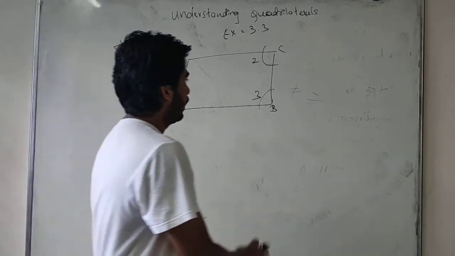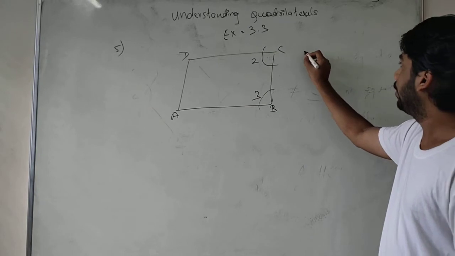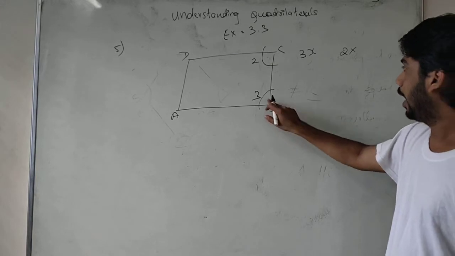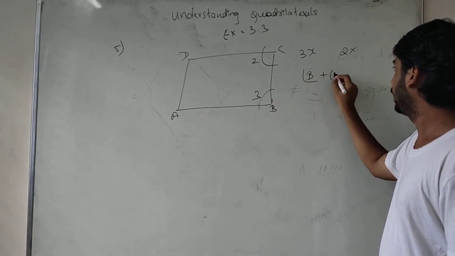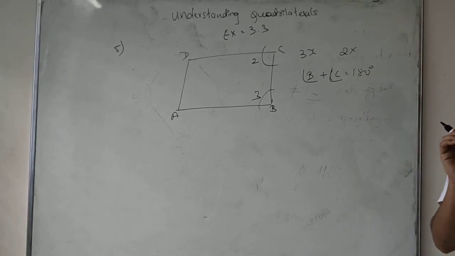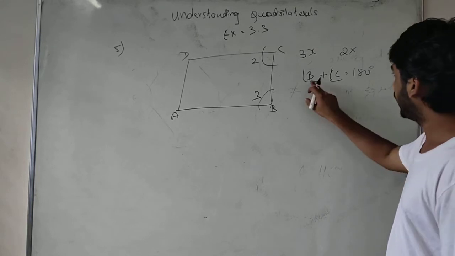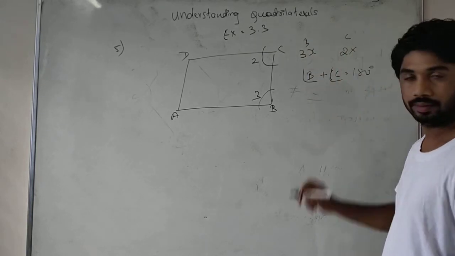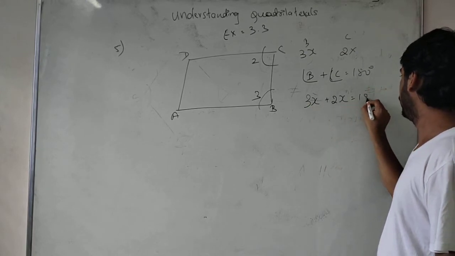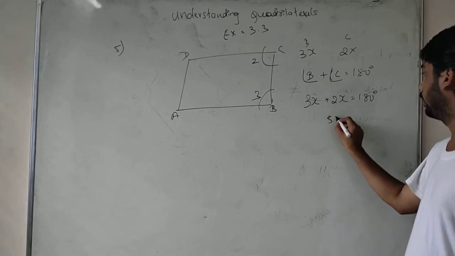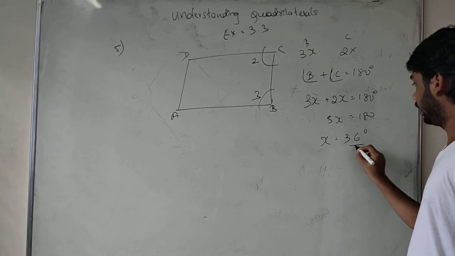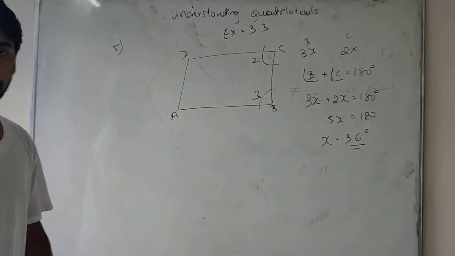Students, here we know that if we add both of these, we will get 180 degrees. So I will take 3x and 2x as the two ratios. If you add angle B and angle C, it is equal to 180 degrees, because they are adjacent angles. So 3x plus 2x is equal to 180 degrees. So 5x is equal to 180, so x is equal to 36 degrees.